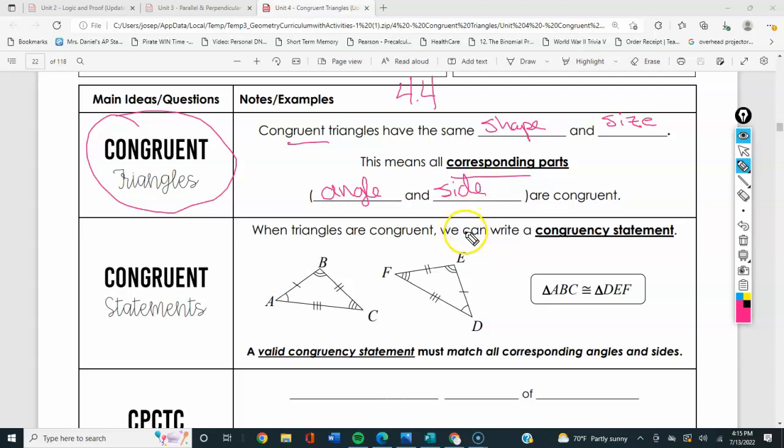So when we have two triangles that are congruent, we can make a statement about it. You can make a statement. Not even in court. We just have to do it right here.